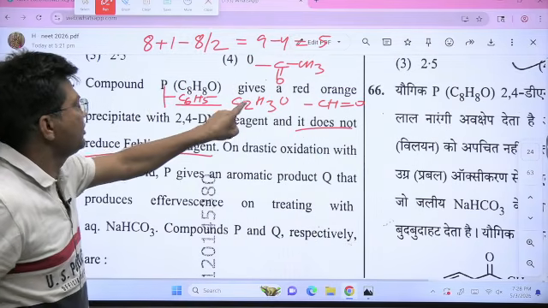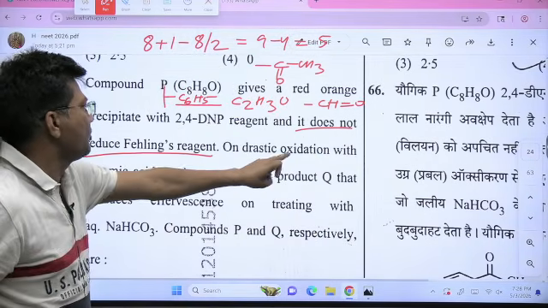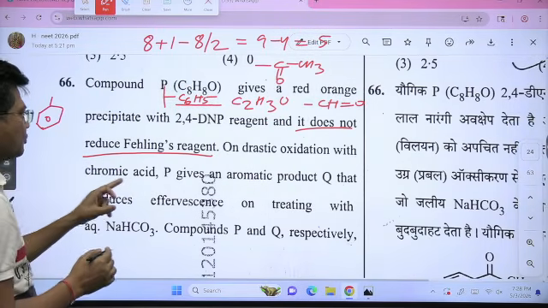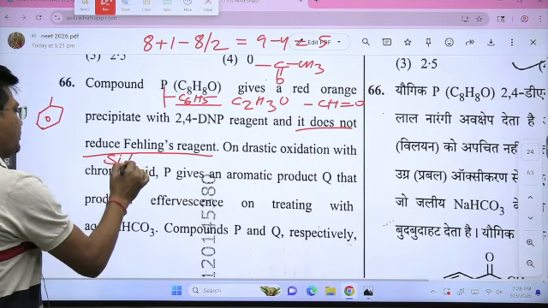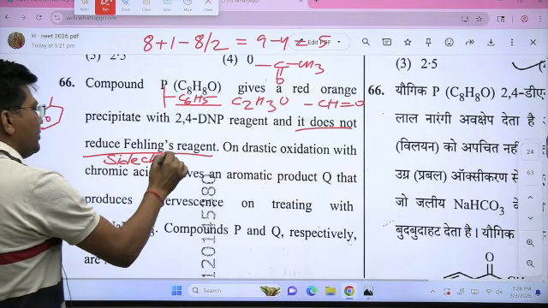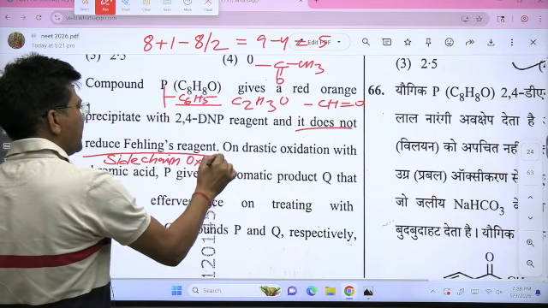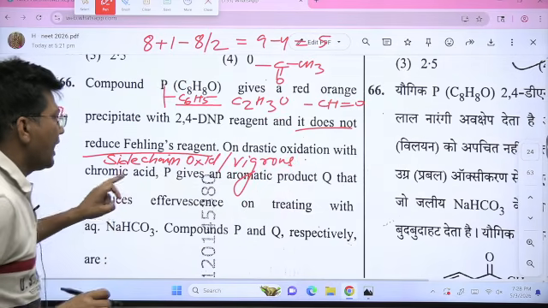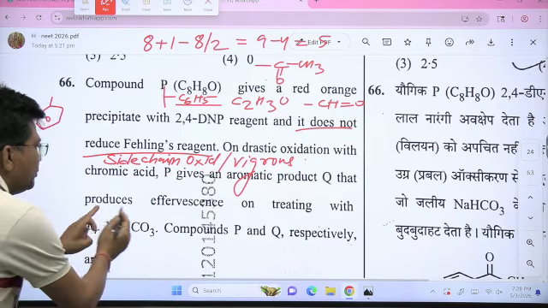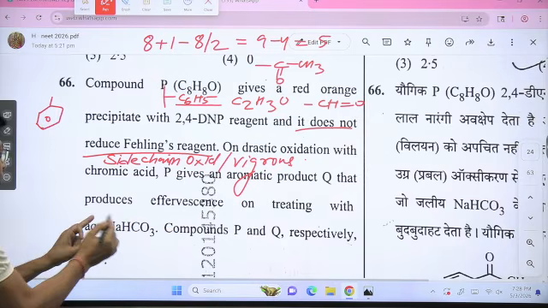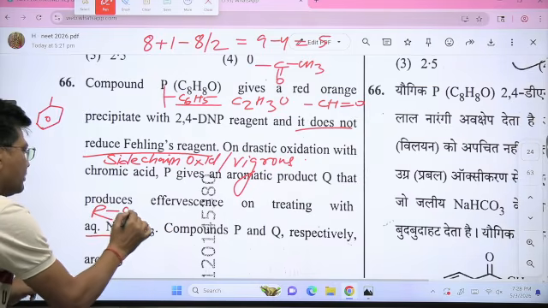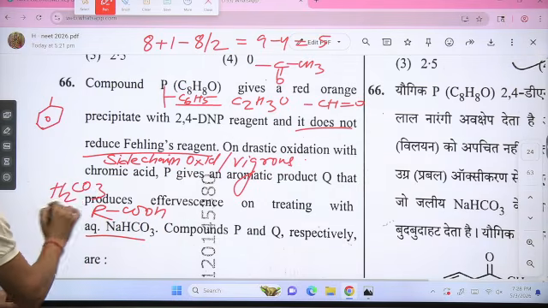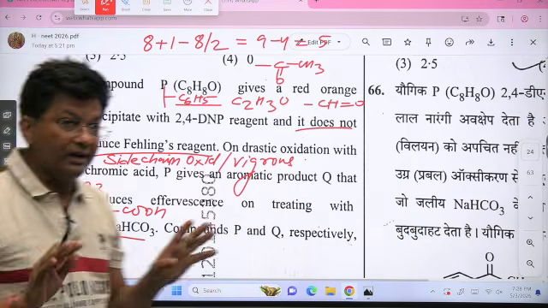Still it can be a ketone or it can be an aldehyde. On drastic oxidation with chromic acid, that is K2Cr2O7 and concentrated H2SO4, that is going to give side chain oxidation, or I can say vigorous oxidation. Both possibilities are there. And aromatic compound Q produces effervescence on treating with sodium bicarbonate, that means RCOOH, or anything which is more acidic than H2CO3, carbonic acid, will give this test, right?